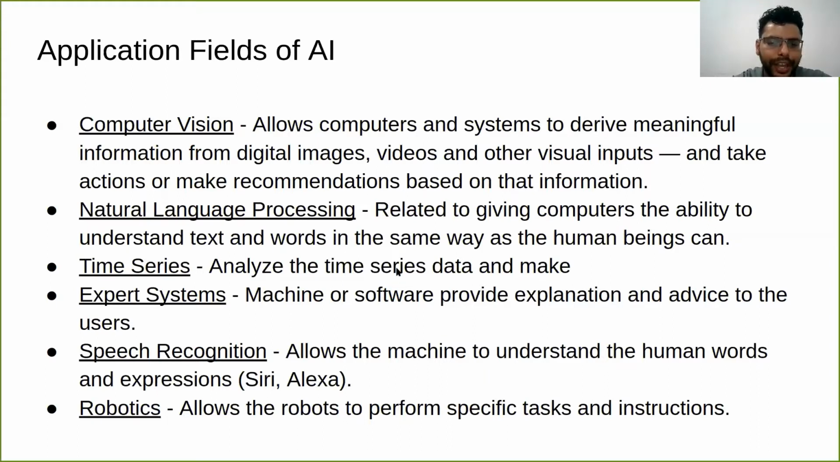Then we have the expert system. This is where the machine tries to provide some kind of explanation or advice to the users. Chatbots can come under expert systems, where we can converse, and it can analyze what you are trying to say and give recommendations or help with certain activities. Those kinds of models come under expert systems.